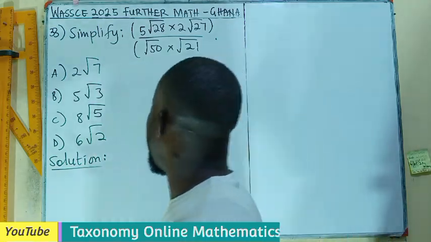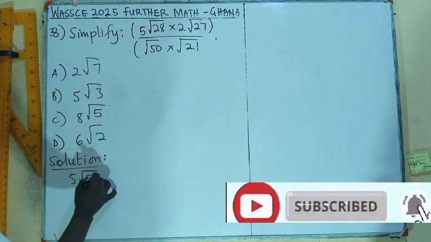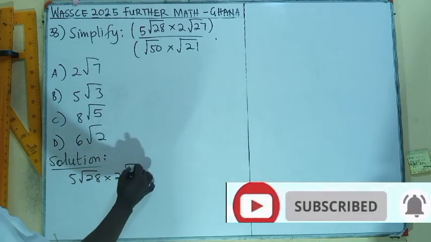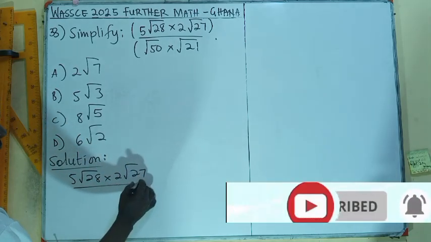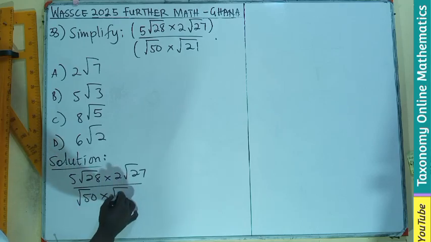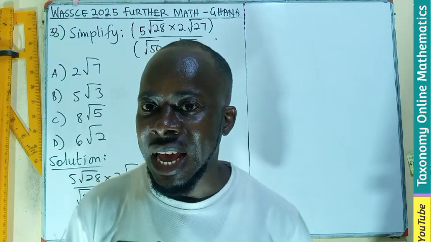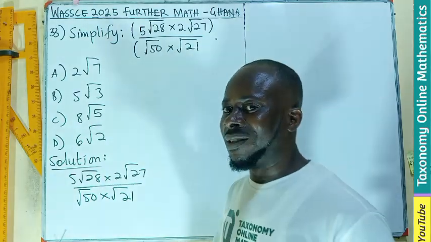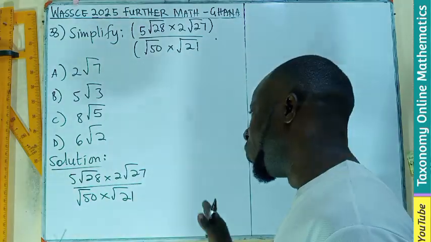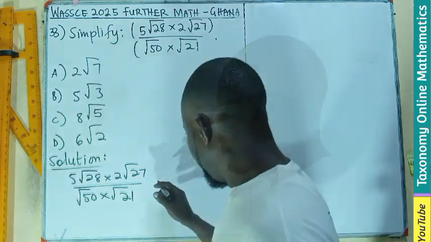We have to simplify √5 √28 times 2 √27 divided by √50 times √21. You know, in the multiplication of surds, the numbers outside the surd multiply together, and those within the surd, the roots, also multiply together. So let's see.